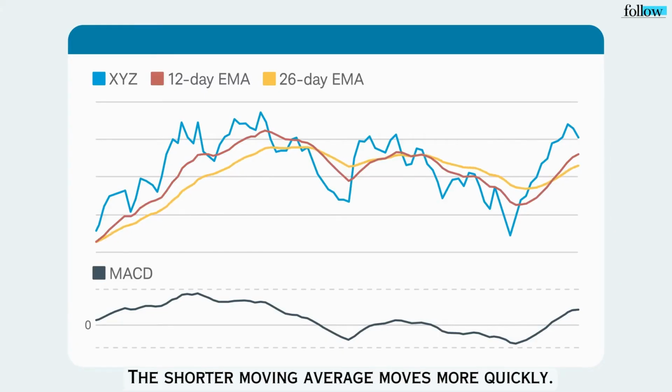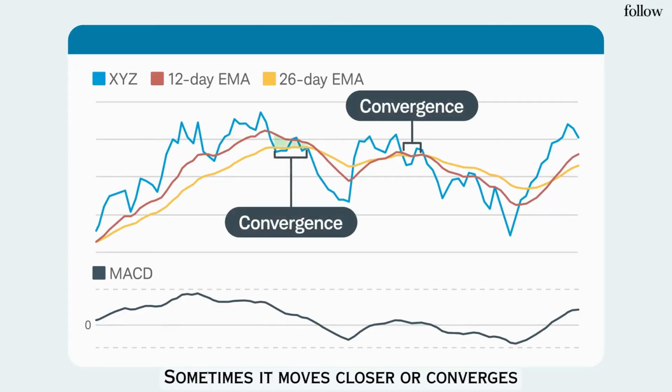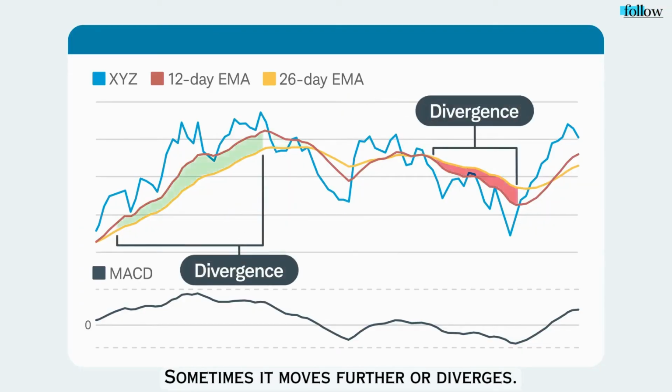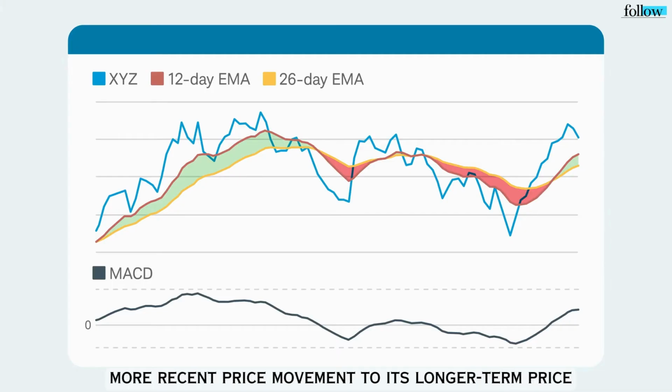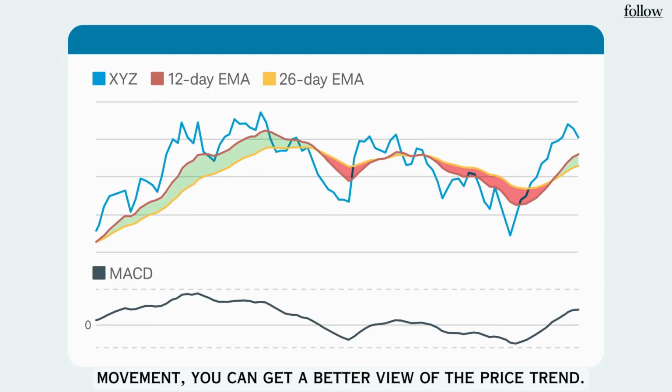The shorter moving average moves more quickly. Sometimes it moves closer or converges with the longer moving average. Sometimes it moves further or diverges. That convergence and divergence is what the MACD line measures and where it gets its name. The idea is that by comparing a stock's more recent price movement to its longer-term price movement, you can get a better view of the price trend.